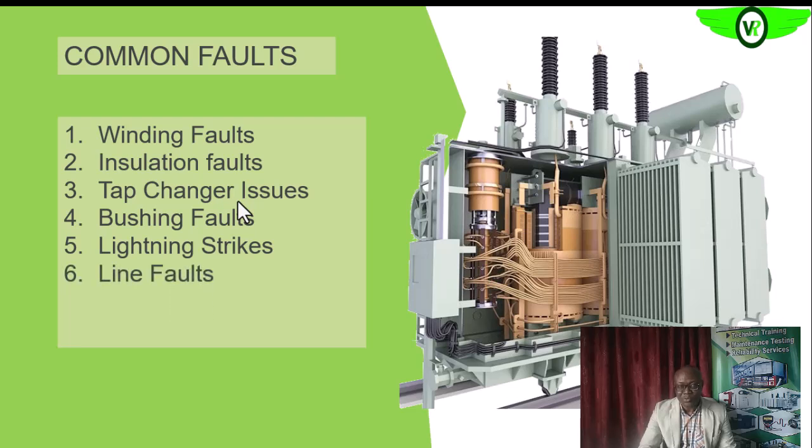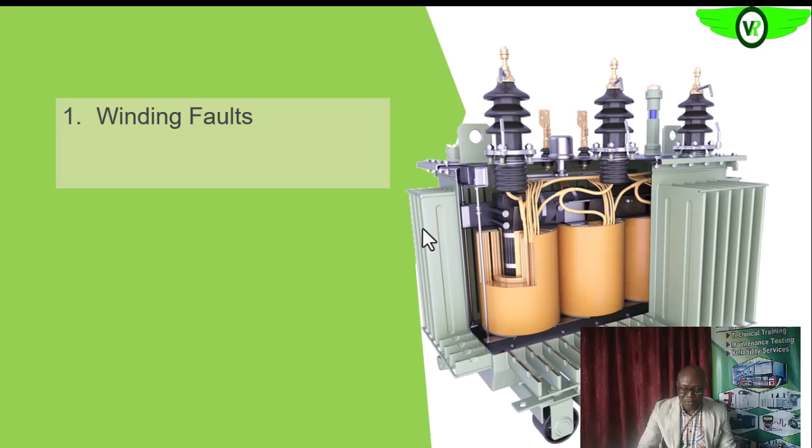Then line faults too. Faults could be introduced on the lines that can affect the transformer. We will also see all of this. And finally, we are going to look at the mechanical faults. Faults that are associated with the tank, the cooling fins, the oil pump, the Buchholz relays, and even the conservator tanks, the cooling fans. All of these, we are going to look at them also and see how we can prevent such from affecting the transformer operations. So without wasting much of our time, we are going to be looking at the first one now, which is the winding faults.